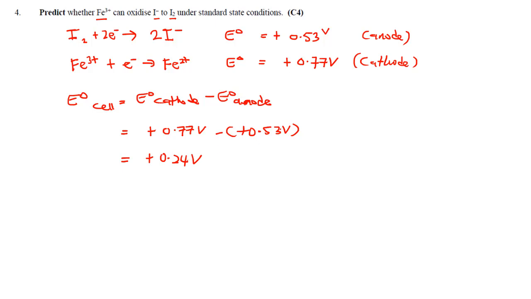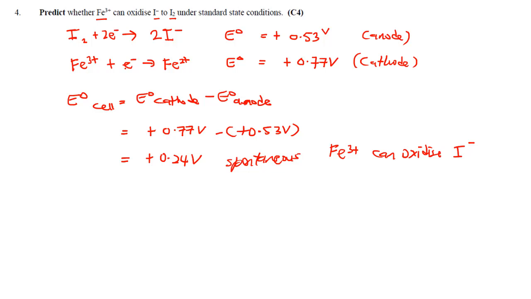So you dapat a positive value, maksudnya reaction tu spontaneous. Spontaneous maksudnya Fe3 plus tu can oxidize I minus. Nanti diri dia sendiri, Fe3 plus tu, akan undergo reduction.